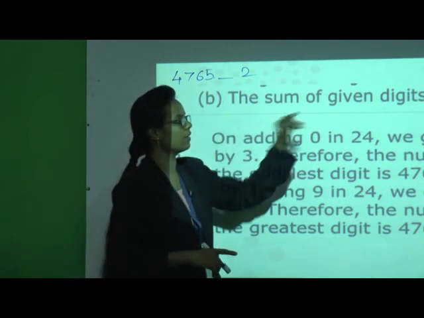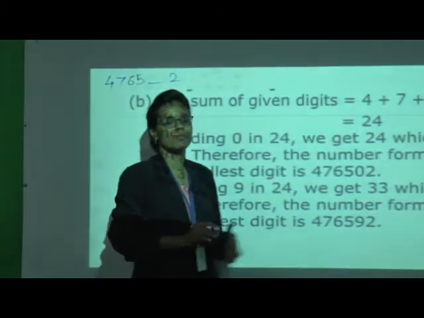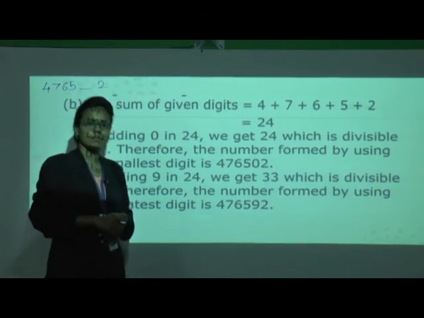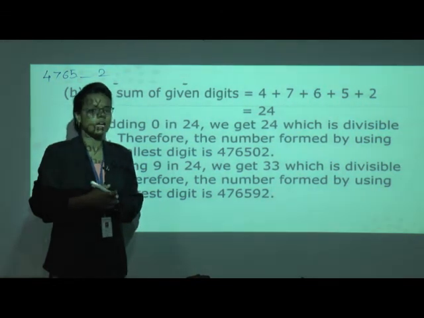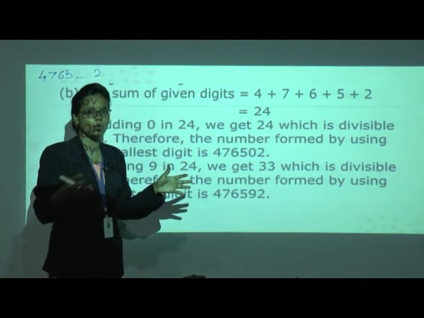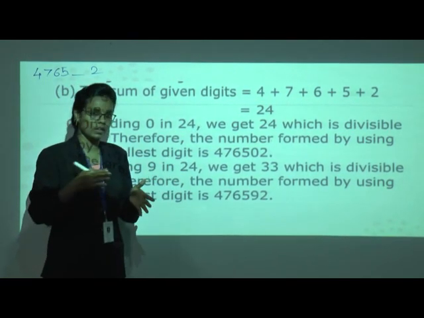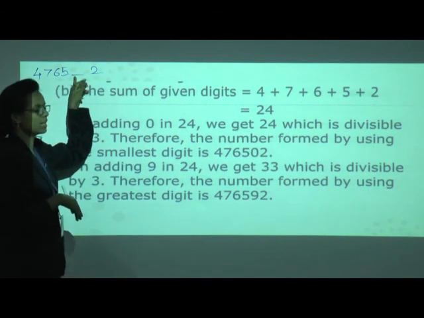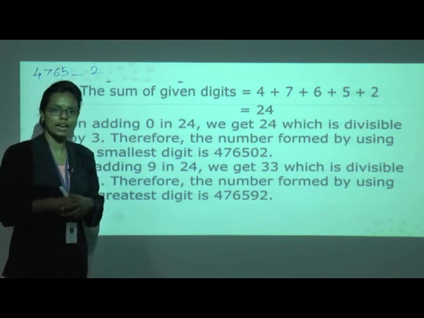The sum of the given digits, 4 plus 7 plus 6 plus 5 plus 2, we get 24. Whether 24 is divisible by 3? Yes, 24 is divisible by 3. So is there any digit that can be added here? We need to add 1, 2? No, because we are already getting 24 and we have to find the smallest digit in this blank space. So what can be added here? Yes, we can add 0.